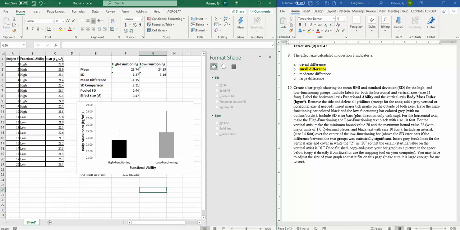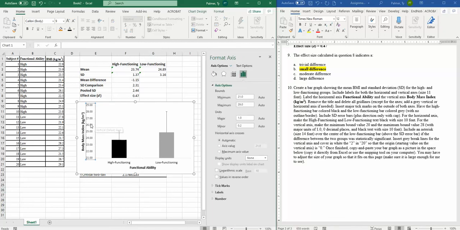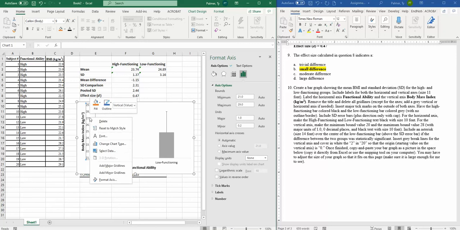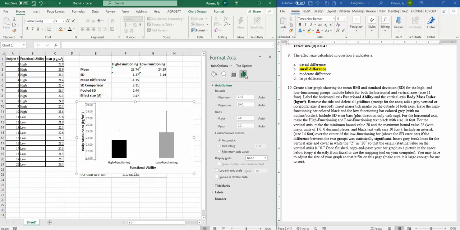Okay, for the vertical axis, make the minimum bound value 20 and the maximum bound value 28. So if we take a look over here, we can highlight the vertical axis, right click, format axis, go to axis options. This is where we're going to change the bounds. It says the minimum bound value needs to be 20. So let's change that to 20.